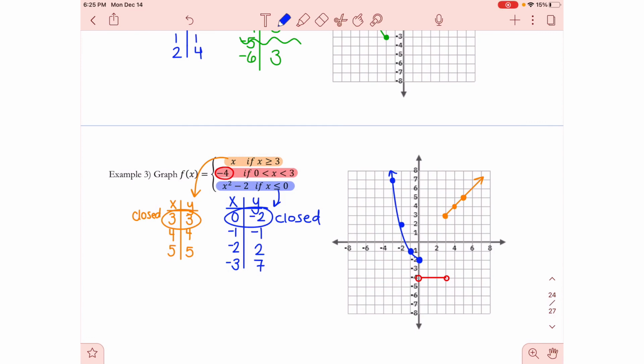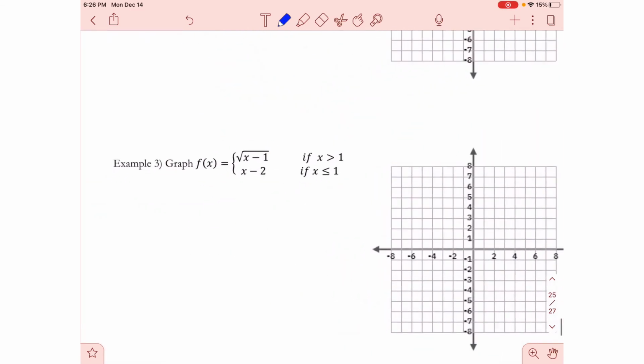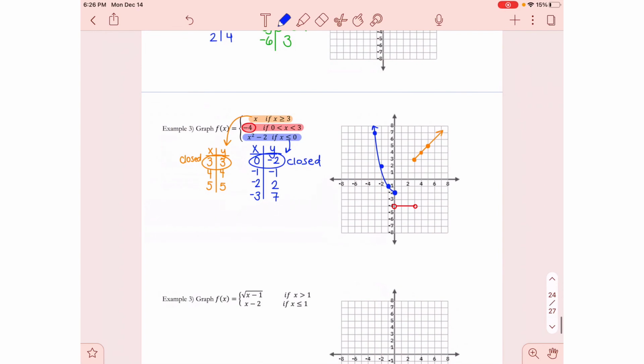Boy, that is it. So I want you guys to try this one on your own by making a chart and then check your answer on the answer key. And that'll be all.